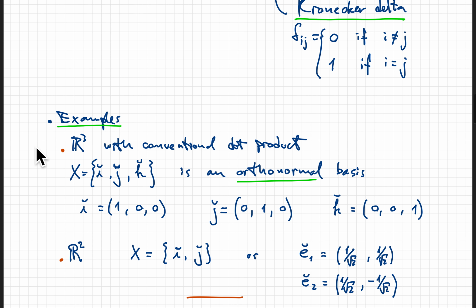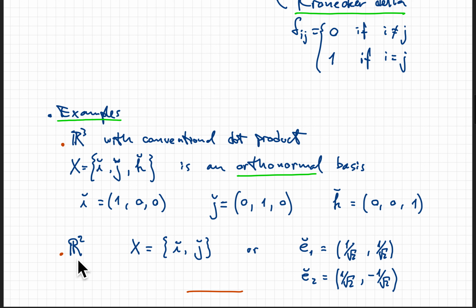So let's see a more interesting example. Now in R2, again with the conventional dot product, you can form a basis with i and j, obviously, or with j and k if you want, that's totally fine. Usually we denote i in 2 dimensions with (1, 0) and j with (0, 1).